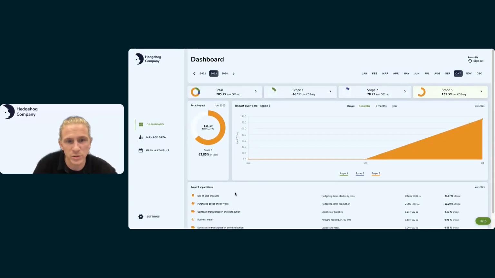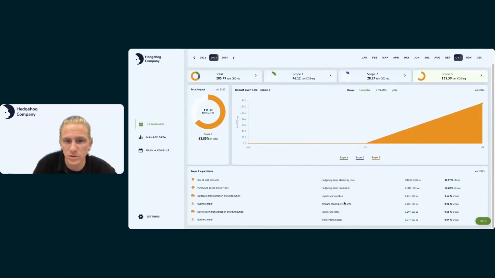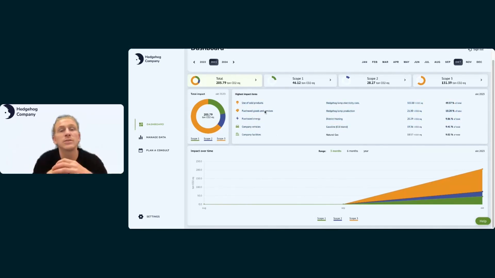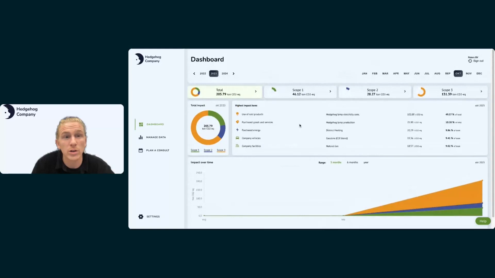When we are switching to the final one, Scope 3, you can also see that we have some more emission sources over here. Then when we go back to the total overview, there's always only your top 5 listed here of all the scopes combined. So here you can really see what has the highest contribution to the carbon footprint of your organization.